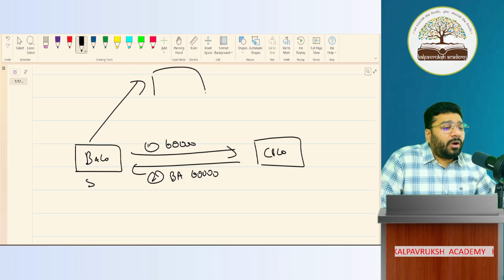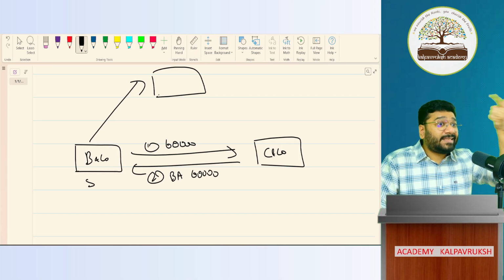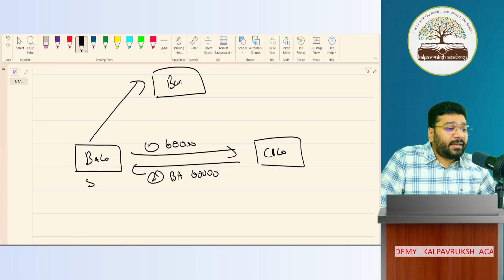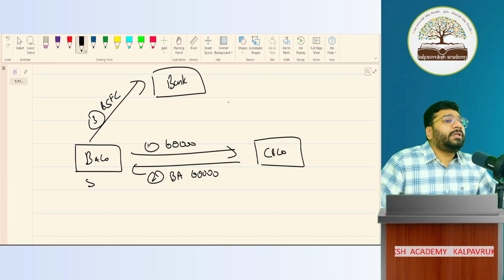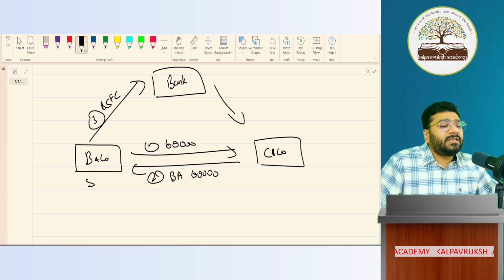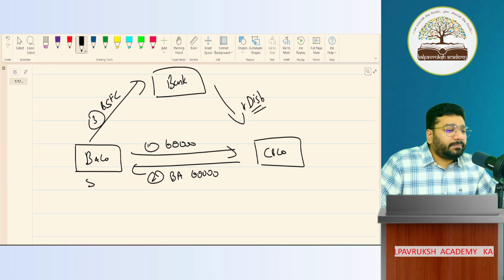But has B endorsed this bill? No. B has sent this bill for collection. Don't use the word endorsement. The bill has been sent to the bank for collection. The bank here is the agent. On the due date, what is happening? The bank is presenting this bill to C and Co. But C is dishonoring it. So the dishonor entry will come.